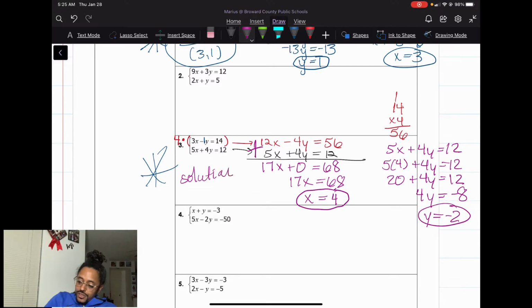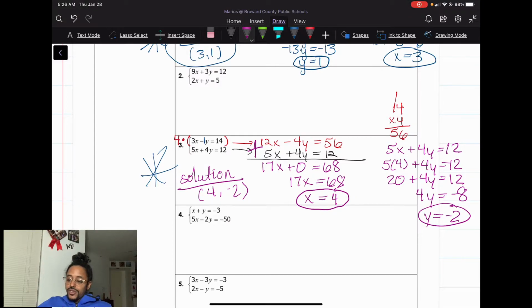Our solution is positive 4, negative 2. And let me rewrite that. My mama taught me to make sure my handwriting was a little better than that. There we go. So positive 4, negative 2, that's the solution for number 3.